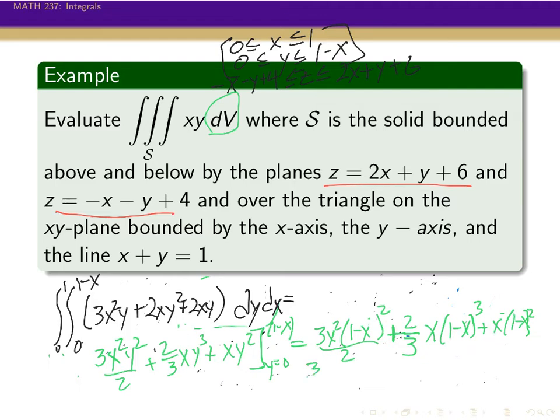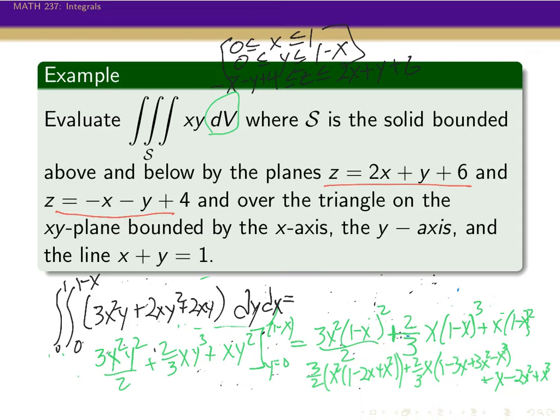So this is going to be 3/2 times x squared times (1 minus 2x plus x squared) plus 2/3 times x times, I'm just going to do this cube quickly, (1 minus 3x plus 3x squared minus x cubed). You can double check me, but I am positive that's correct. And then the last one is going to be plus x minus 2x squared plus x cubed.